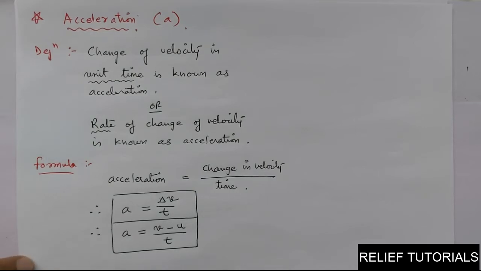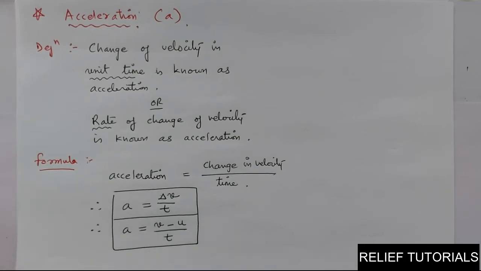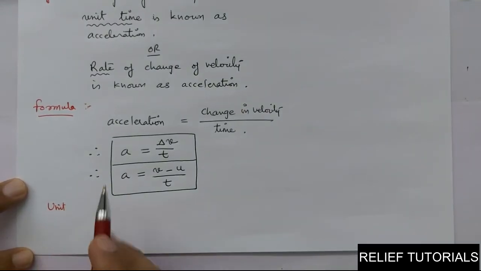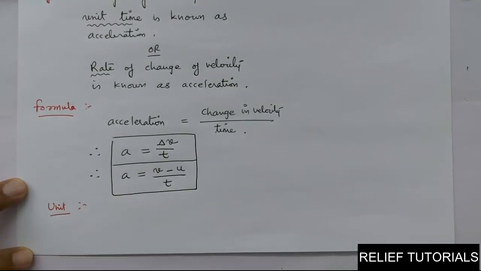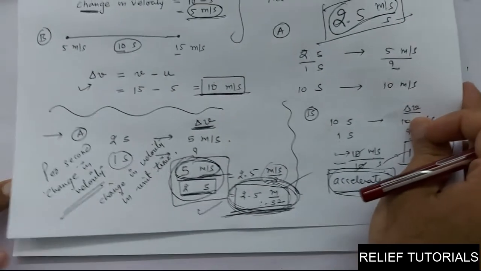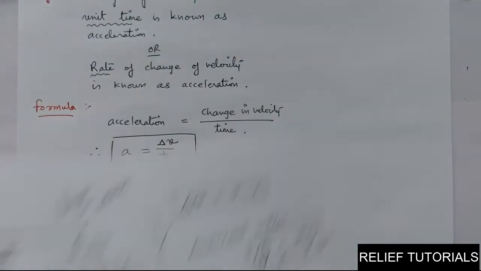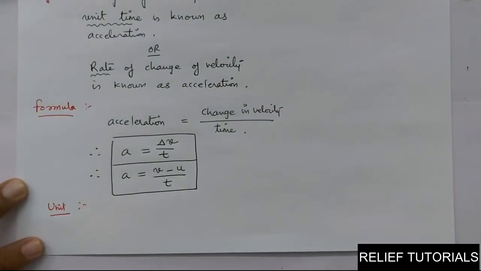Okay. Now, what is the unit? Unit of acceleration. The unit can be derived from the formula also. Already we have seen the unit of acceleration in this example as what? Meter per second square. Here also the same. So that is the unit. But if you forgot the unit, then you can derive it from the formula.